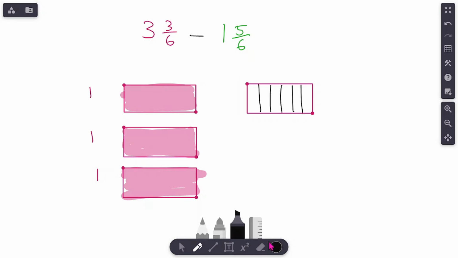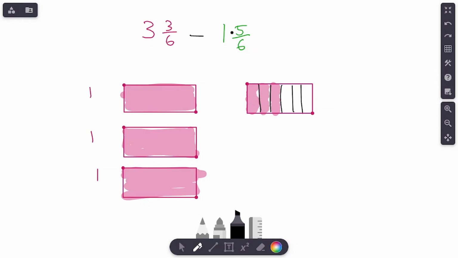All right, so I need to shade in 3 out of the 6 here. So here's 1/6, 2/6, and 3/6. All right, so 3 3/6 represented here. Take a look and see if you've got the same thing.